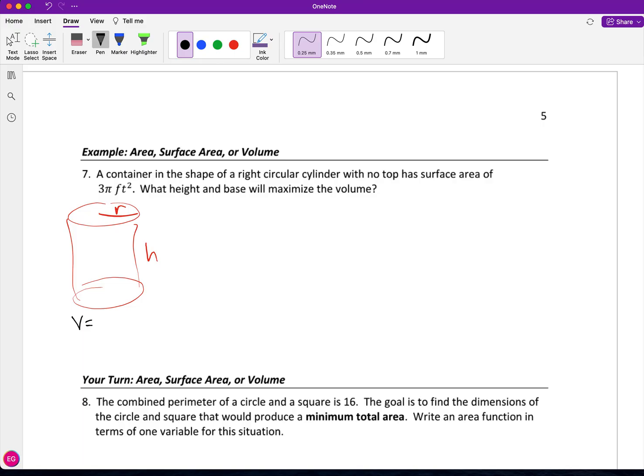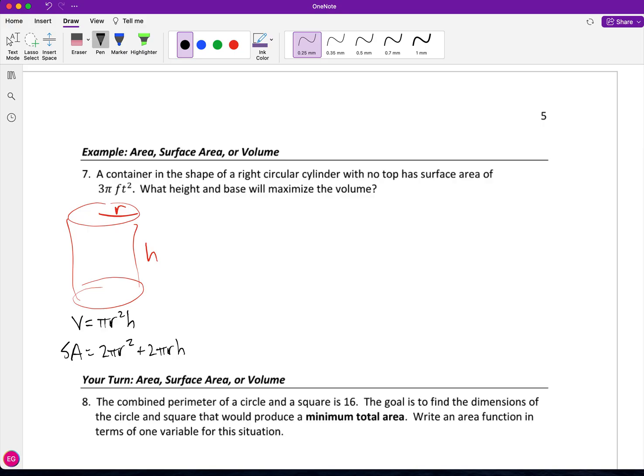The volume of one of these lovely things is pi r squared h, so basically the area of the base times the height. The surface area, a little crazier, is 2 pi r squared plus 2 pi r h. The 2 pi r squared is the area of the bottom circle and the top circle. Okay, and we have to pay attention to that because a lot of these ones end up not having a top, and so we have to modify this equation a little bit.